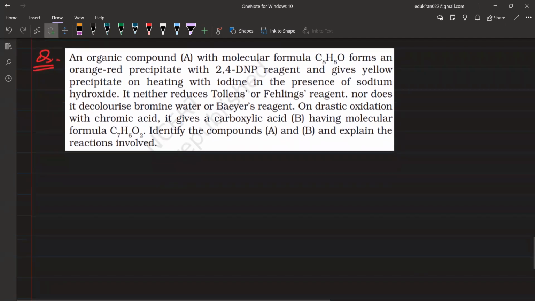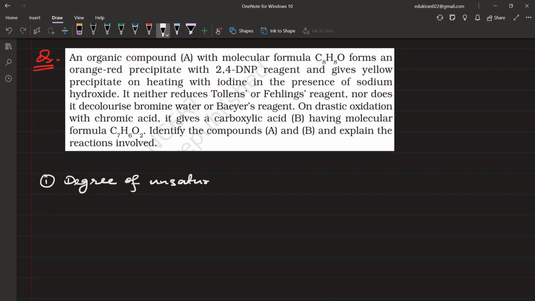See, the first thing that we have to do whenever you are having an organic molecule and they're asking you to determine the structure by giving some properties, the first thing that you are going to do is to calculate the degree of unsaturation. Degree of unsaturation is very important. Okay, it will give you plenty of idea. Okay, from here we will start.